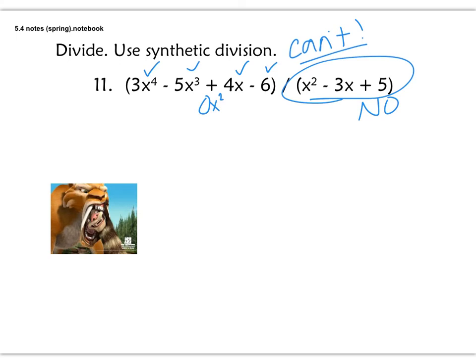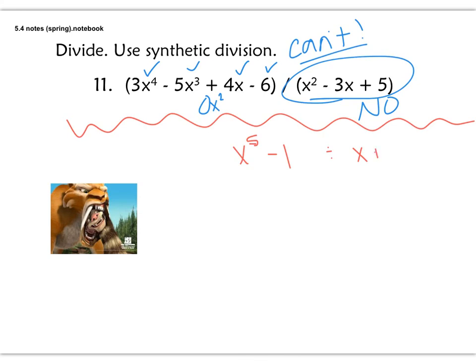All right, let me give you a little side note for a minute here. Let's say I asked you to divide x to the 5th minus 1 divided by x plus 1. If I asked you to do that, I just want to make sure that we're okay on how this sets up. So if you go to set this problem up, right, divided by that, so you know x equals negative 1. So you could set that up.